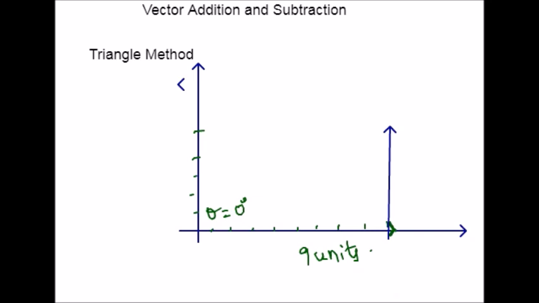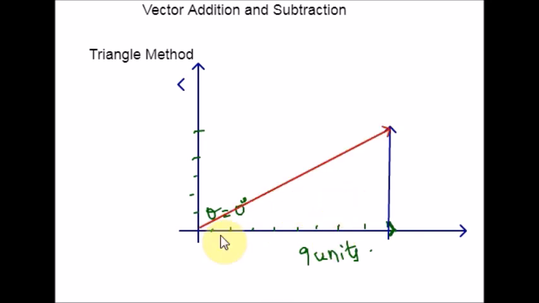Next step, if there are more than two vectors, continue this process for each of the vectors to be added. This head should be the tail of the next vector, and its head should be the tail of the next vector. Please note that in this example we have only two vectors, so we have finished placing the arrows tip to tail. Now draw an arrow from the tail of the first vector to the head of the last vector. This is going to be the resultant, the sum or addition of the two vectors.